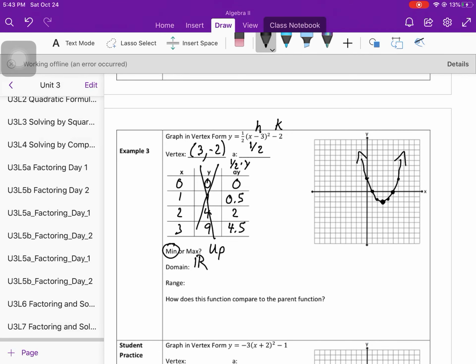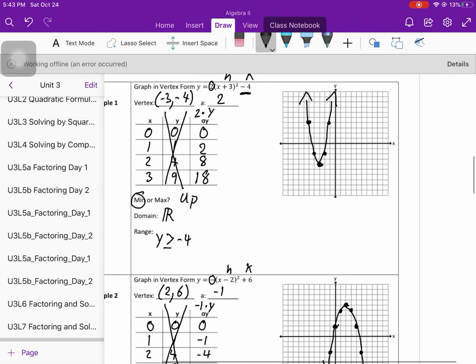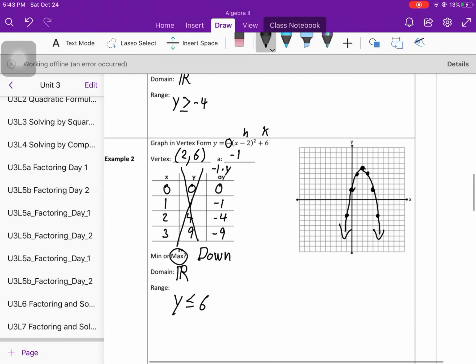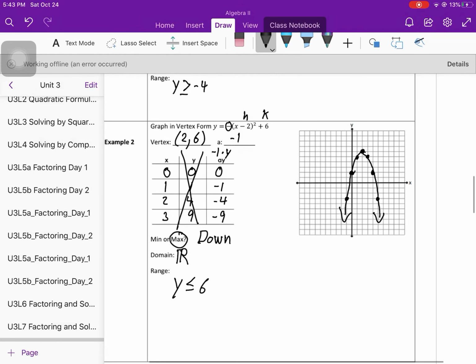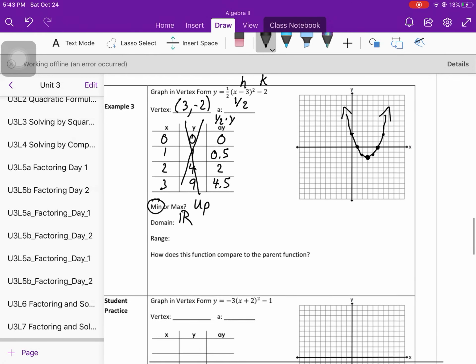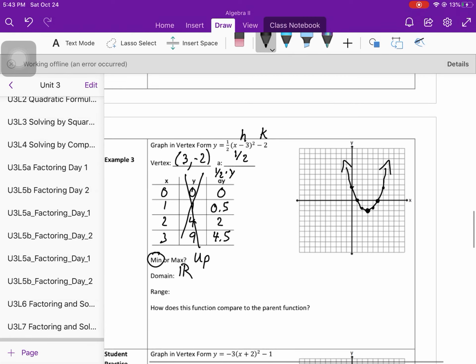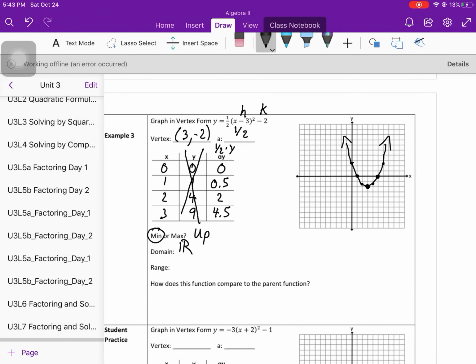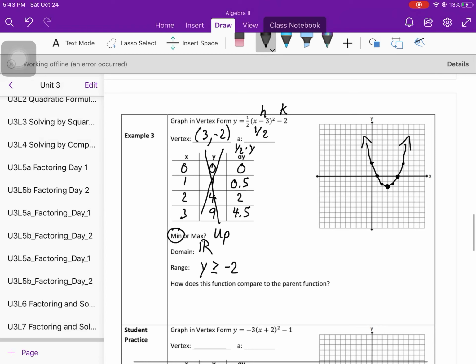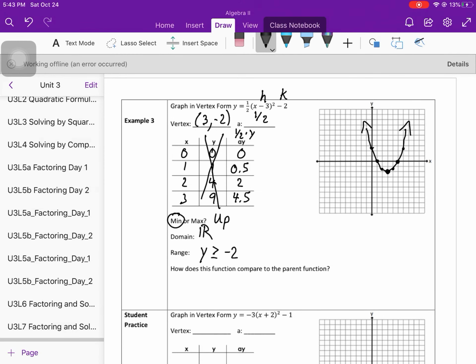So this is wider than the parent function because our a value is less than 1. So this one up here was narrower, and it looks thinner than most of them. And then this one is the same because, remember, it's the absolute value of our a value. So since the absolute value of 1 and -1 is the same, we get the same width between points. Okay, now the range, our k value is -2. And then everything is above it, so it's greater than or equal to -2.